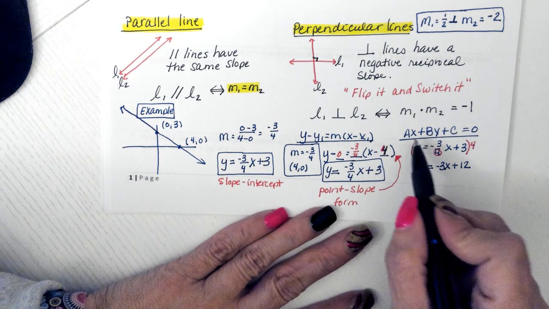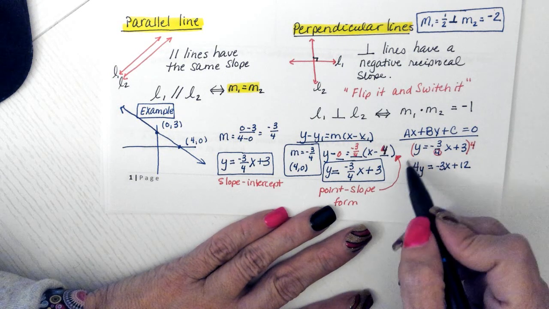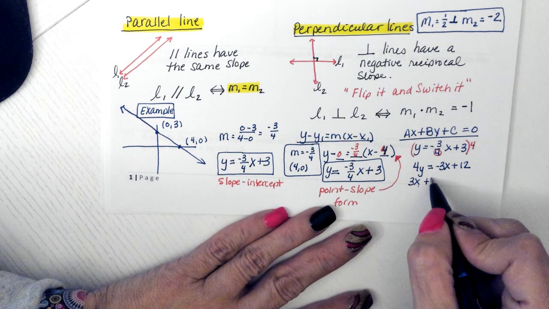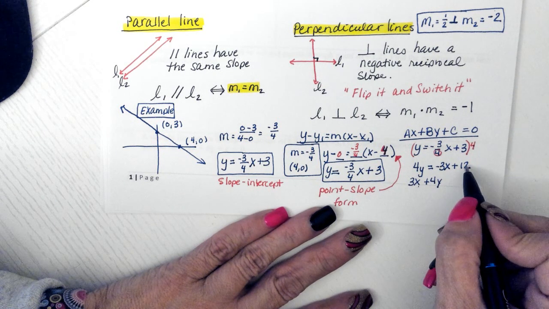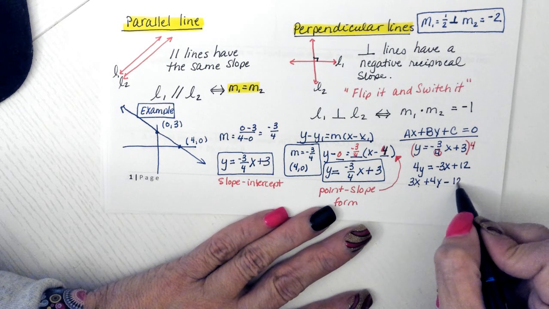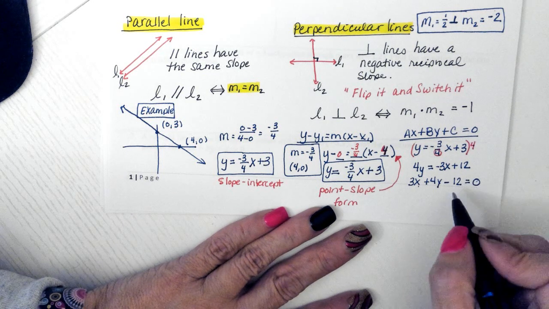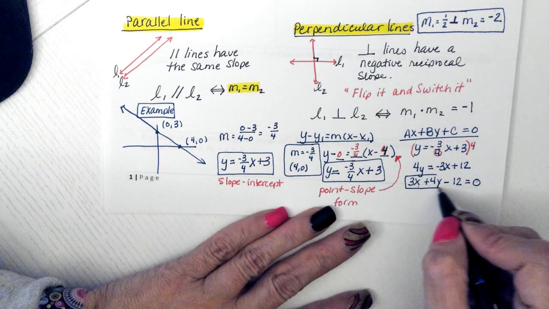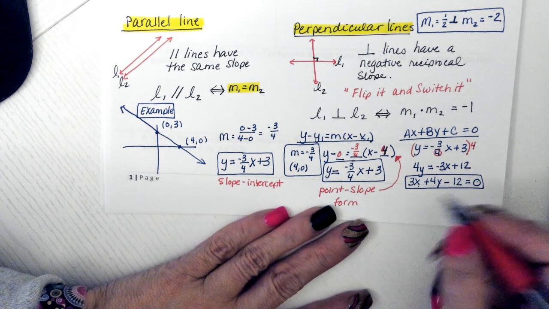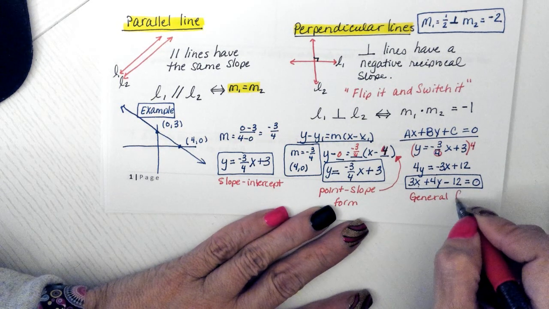But I need to make sure that my a is first and that it's positive. So I'm going to take this negative 3x, move it to the other side, so it becomes a positive 3x. I still have a positive 4y. I'm going to move this 12 to the other side as well, so it becomes minus 12 equals, I moved everything away, so that means it equals 0. This is general form, or standard form. I'm going to call it general form.